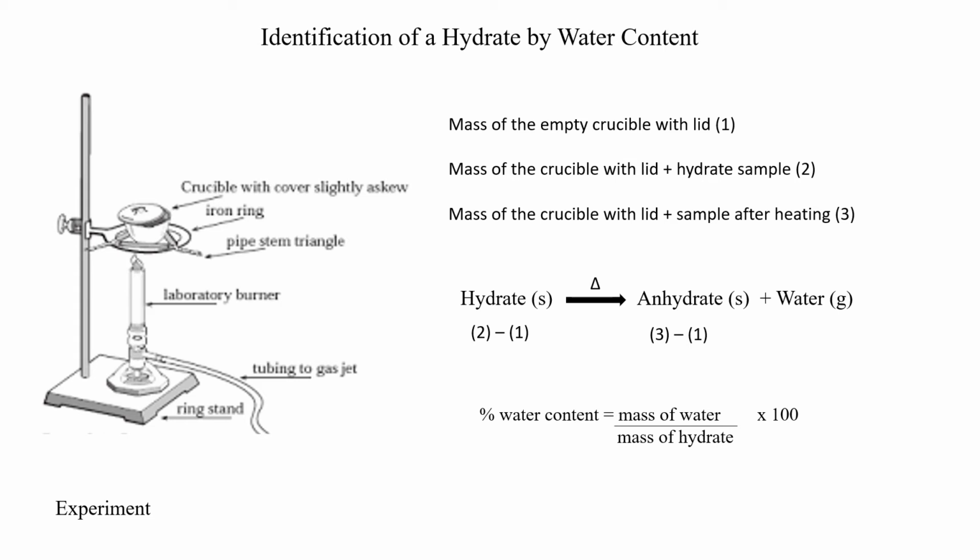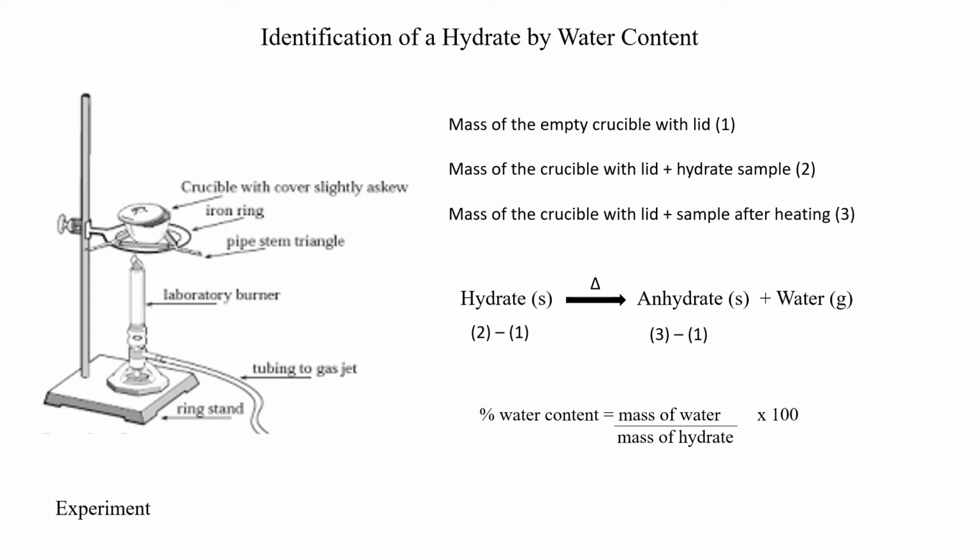We have something called a crucible. A crucible is a small ceramic container used in this experiment, where the reaction is happening. The reaction meaning the hydrate is getting heated enough to get rid of the water content.